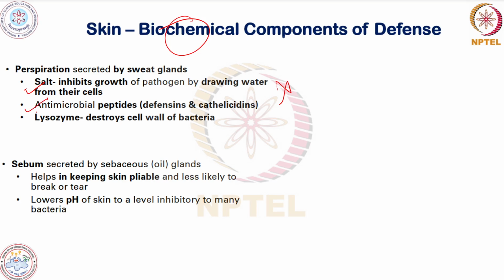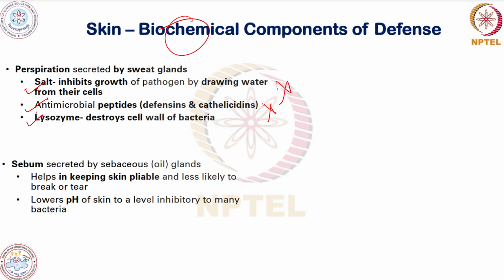And the next one is antimicrobial peptides like defensins and cathelicidins. These are small proteins that kill bacteria, fungi, and viruses by disrupting their cell membrane. So this will also kill the pathogens. These defensins and cathelicidins act like natural antibiotics to prevent infection. The next one is lysozyme, which destroys the cell wall of bacteria. And as we have just discussed, this lysozyme is found in tears, saliva, and sweat, which helps in protection against infection.